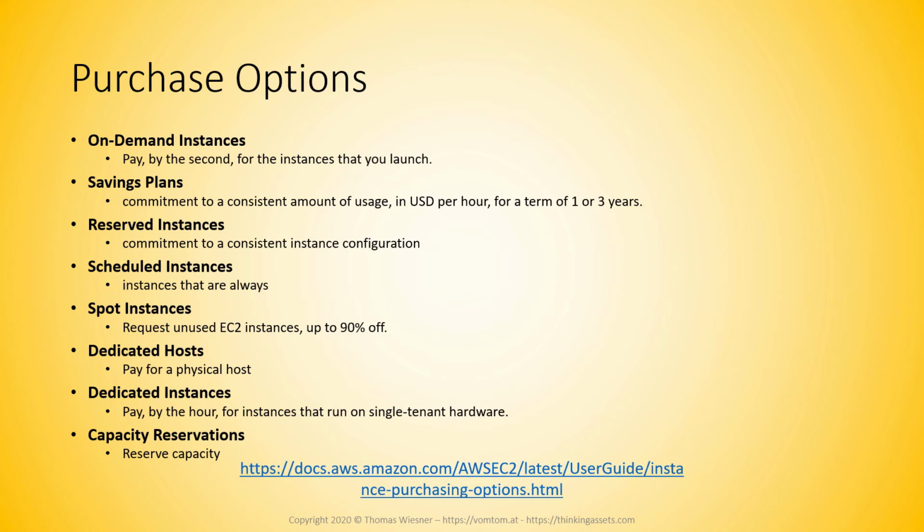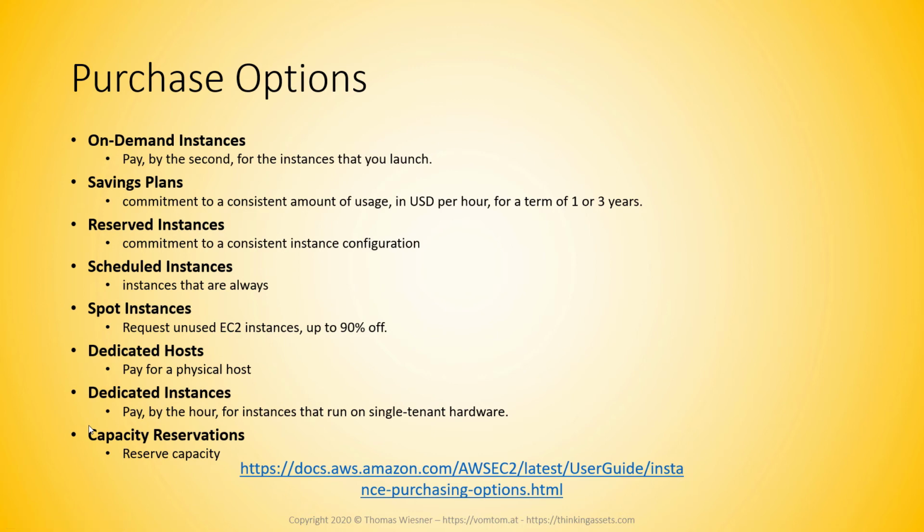But there are also cheaper options, and there's a savings plan where you commit to a consistent amount of usage. There is a reserved instance. You also commit to a consistent instance configuration. There's scheduled instances. There is spot instances, dedicated hosts, where you actually pay for a physical host. There is a dedicated instance that is, for example, interesting if you have any software that has a license agreement where it says, we are licensing the software for you for 1 CPU, and per CPU you pay. So it wouldn't be easy to accommodate this with standard instances where you don't know what kind of hardware is running on. But if you have dedicated hosts or dedicated instances, then you can decide what hardware they're running on.